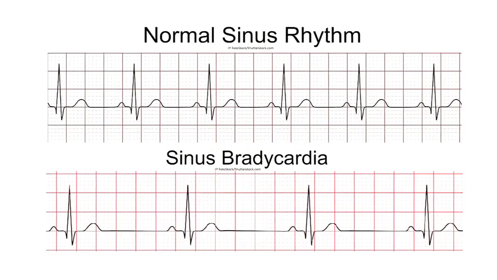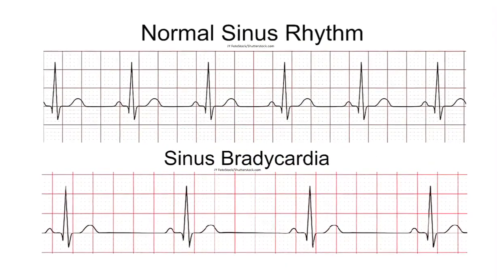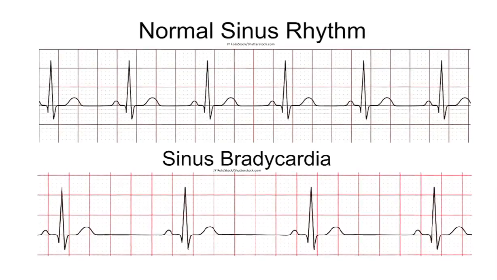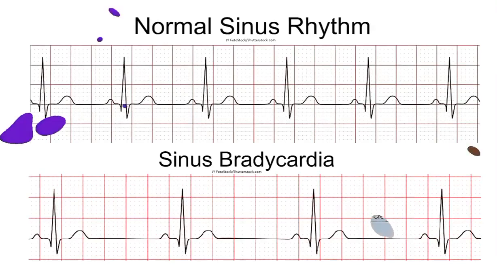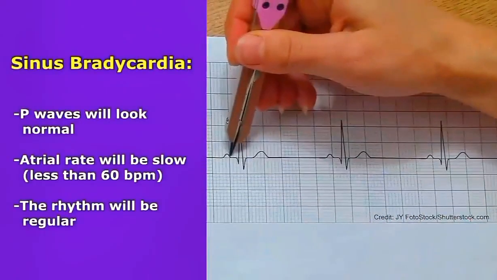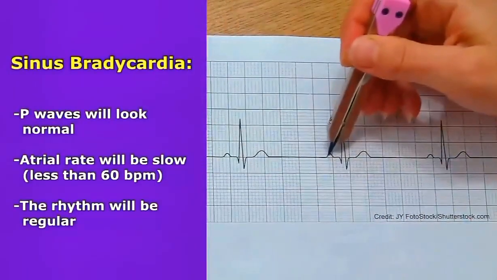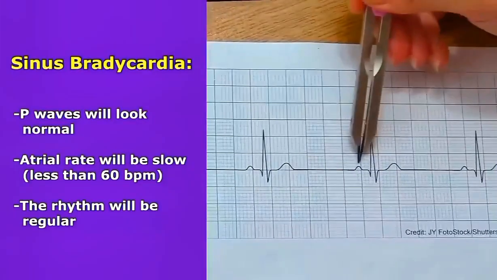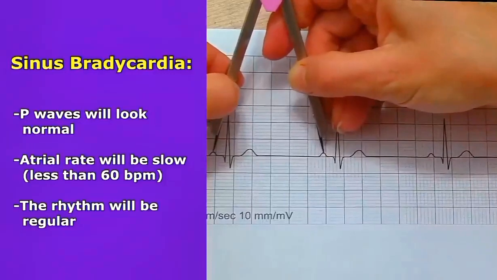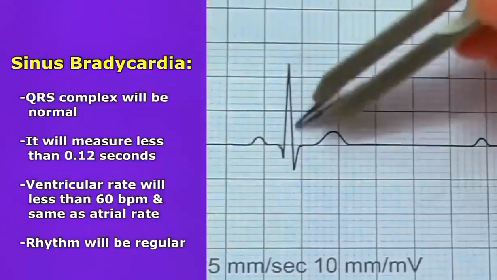So what are the characteristics and criteria that tell you you're dealing with sinus bradycardia? Well, when you look at the rhythm, you're going to see that it has all the normal findings within its waveform as normal sinus rhythm, but it's going to be slow. The P waves are going to look normal, and our P waves tell us about the atrial rate and rhythm. So the atrial rate is going to be slow, less than 60, but the rhythm is going to be regular. Also, the QRS complex will be normal.